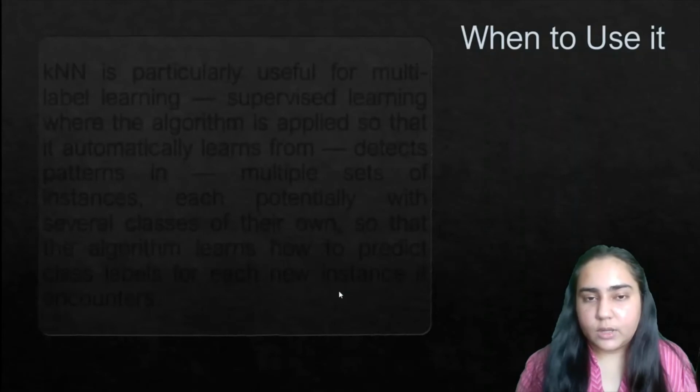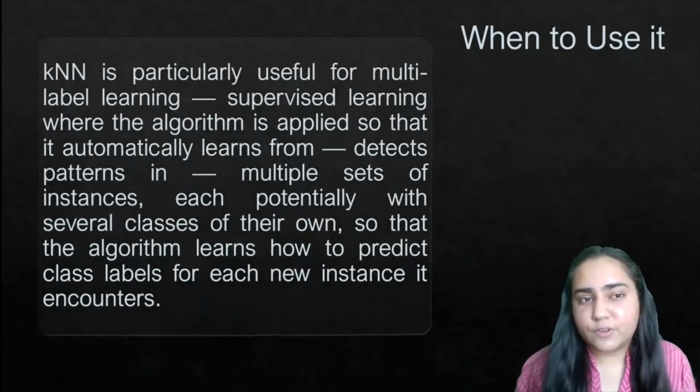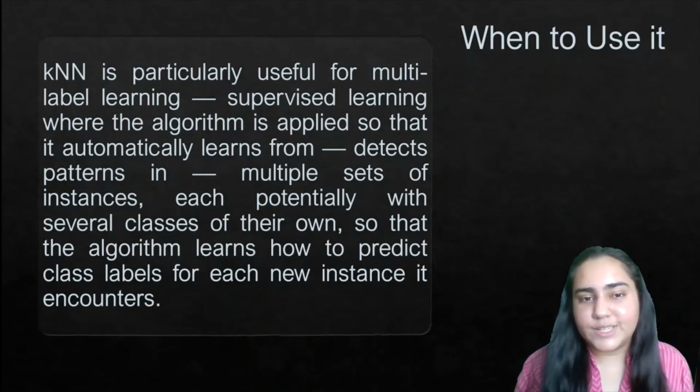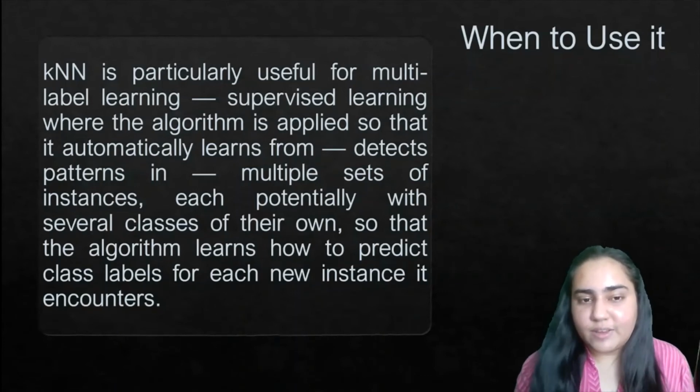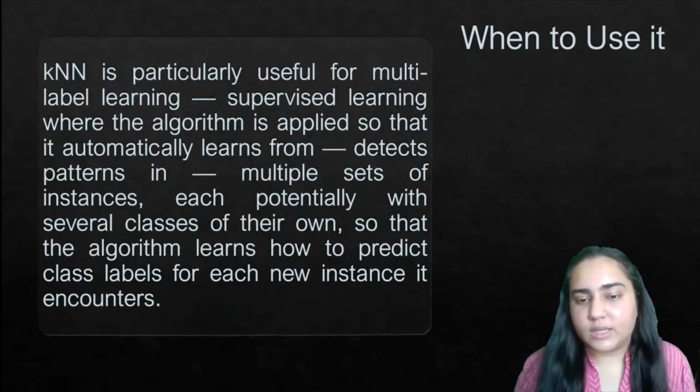Now, when should you use a kNN algorithm? What would be an appropriate time or situation to use kNN? kNN is particularly useful for multi-label learning, that is called supervised learning, where the algorithm automatically learns from what is already present. So it's going to detect patterns in multiple sets of instances, each potentially with several classes of their own, so that the algorithm learns how to predict class labels for each new instance it encounters.